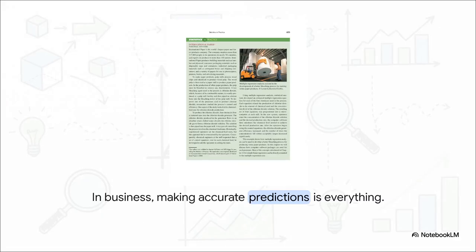Think about a huge operation like this paper mill. To keep things running smoothly, they've got to predict exactly how many chemicals they need based on a ton of different factors. If they get it wrong, it costs them big time. In pretty much every industry, making good predictions isn't just nice to have, it's absolutely essential for success.